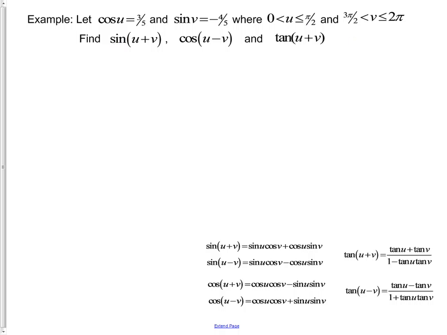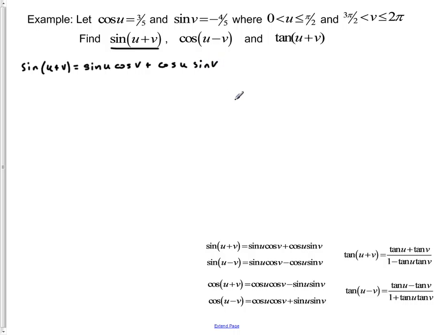Let's say that we're interested in finding the sine of u plus v. Now, we know there's a formula that tells us that anytime we have the sine of u plus v, it is the same as taking the sine of the angle u times the cosine of the angle v and adding it to the cosine of the angle u times the sine of the angle v.